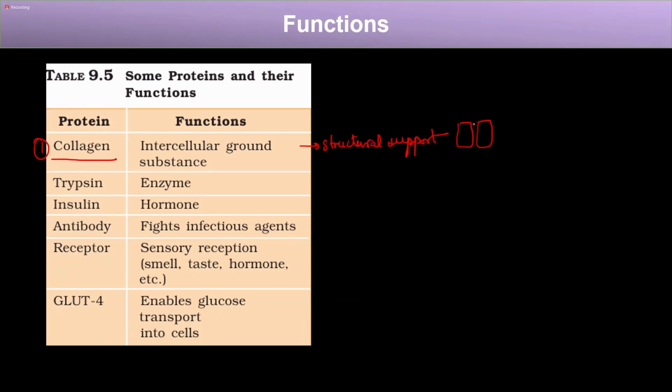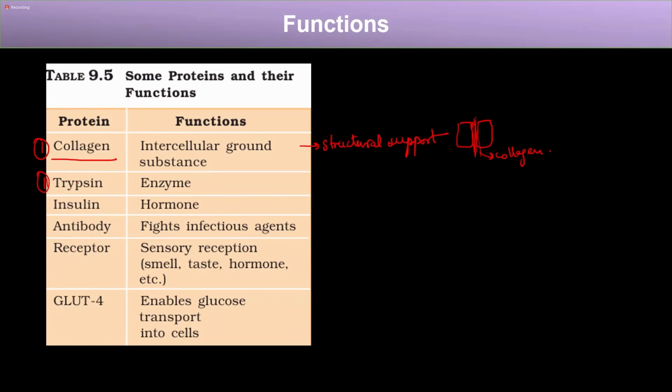There are other proteins also present, but mostly it comprises collagen. So it will have collagen in between. Hence their function is intercellular ground support, which in turn provides structural support to these cells. The second protein is trypsin.